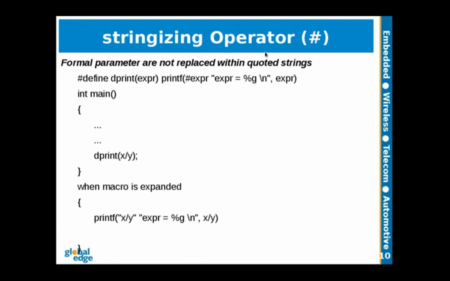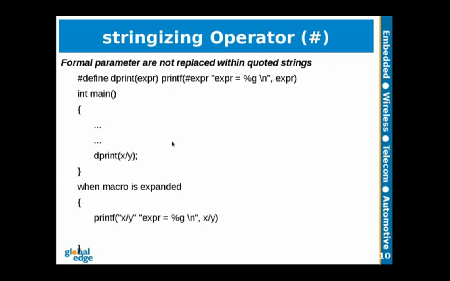Stringizing operator, okay, rarely used, but we have a use case here. The first statement, formal parameter not replaced with encoded strings, is unwarranted as the first statement, but anyway it is there as part of the slide. What does it do? First we will see, and then this is actually an exception here. See here, the value you pass, you can make it a string. That's what it means. You pass here dprint x/y, alright. When the macro is expanded, it will be like this. So both strings can be concatenated and made as one string, right?